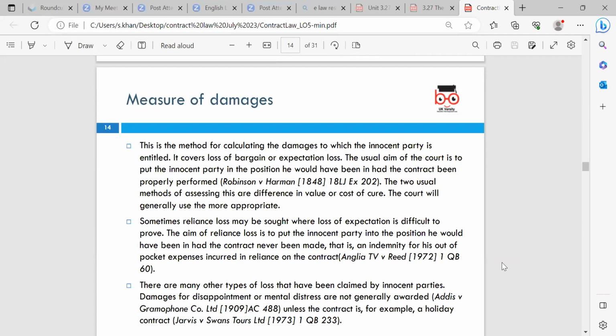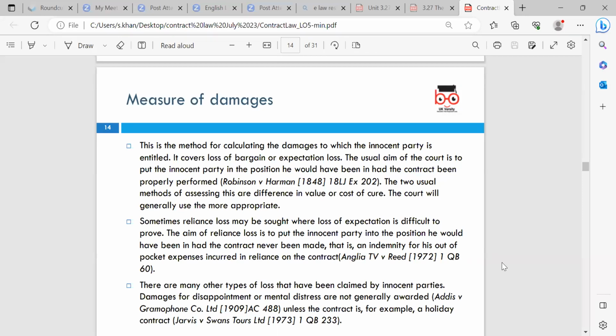The other party may recover damages which would have, so far as possible, placed him in the same position he would have been in had the contract been performed. The two usual methods of assessing this are difference in value or cost of cure. The court will generally use the more appropriate one in this case.